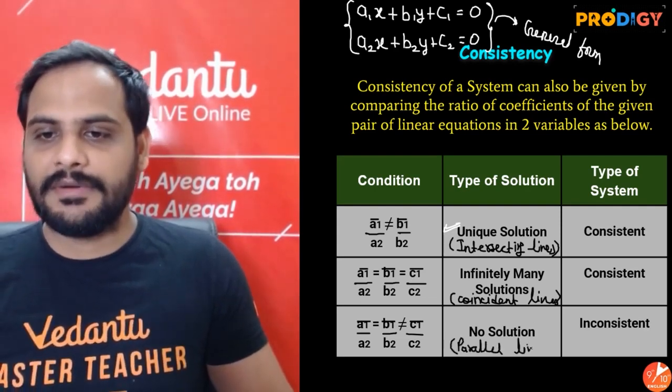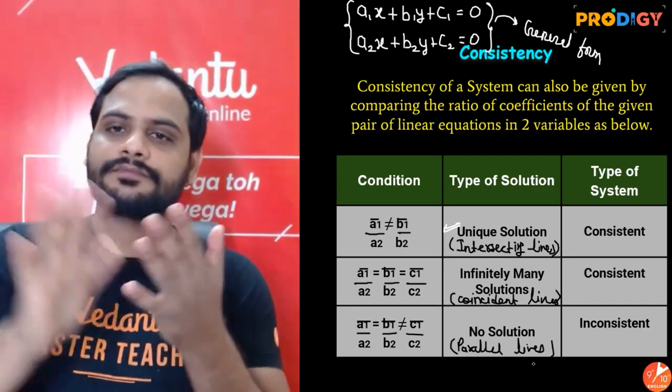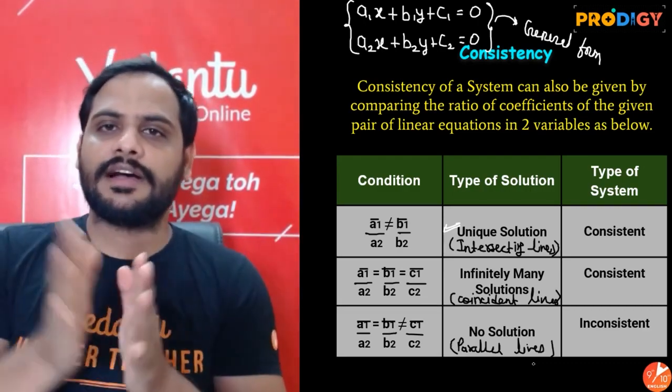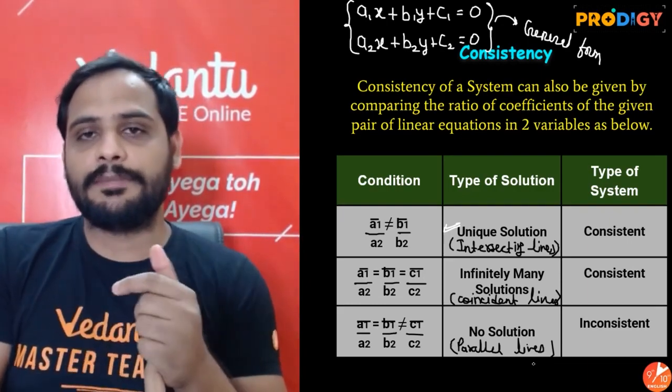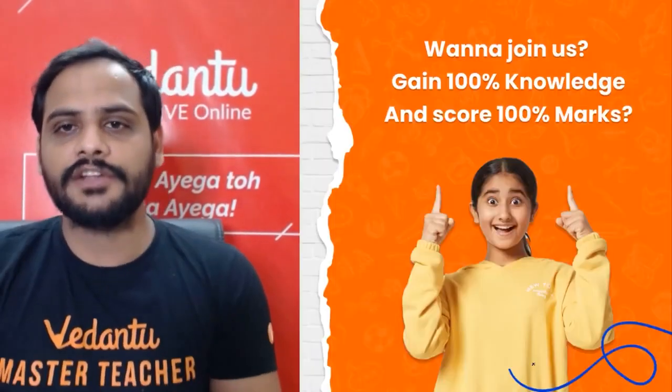Alright, clear? Okay, beta. So these are the conditions with which, without even drawing the graph, you can find out whether the lines will be intersecting lines, or they will be coincident lines, or they will be parallel lines. Alright, chalo, let's move ahead.